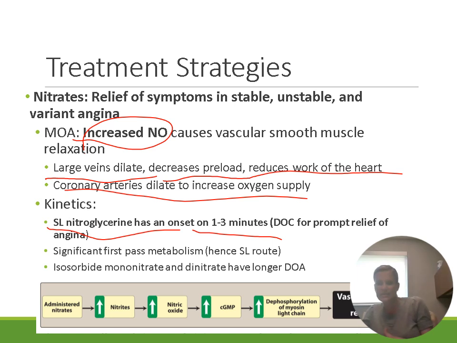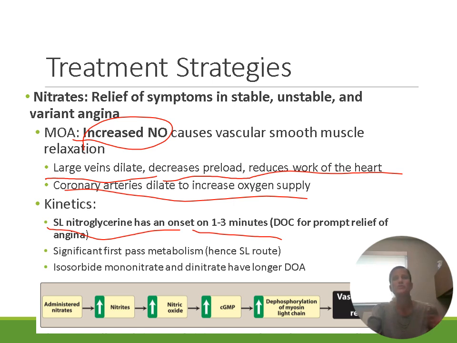So the onset for sublingual nitroglycerin can be as quick as 1 minute. For the isosorbide, like mononitrate, it's about 30 minutes. So we don't use that, the isosorbide mononitrate or dinitrate, for acute attacks. We only use the sublingual nitroglycerin for the acute attack. Again, all patients should have sublingual nitroglycerin on hand for acute attacks. It comes in a sublingual tablet or a sublingual spray.